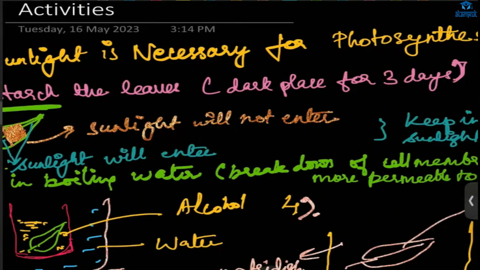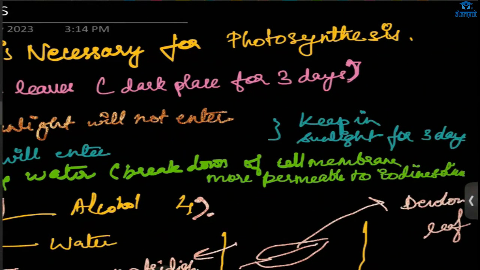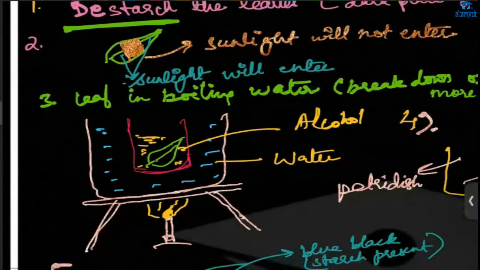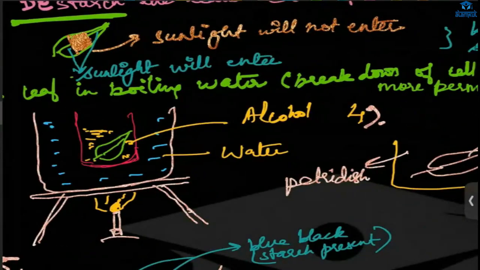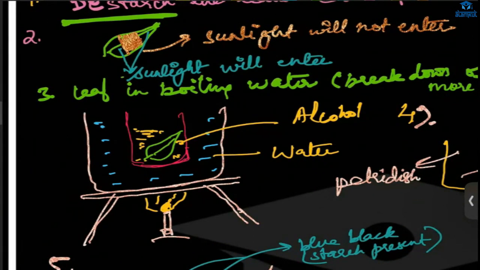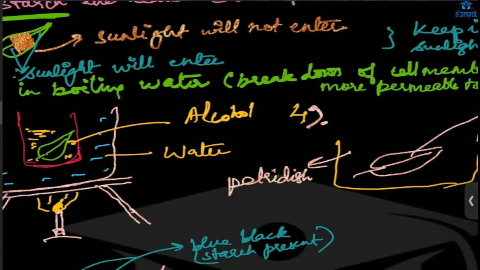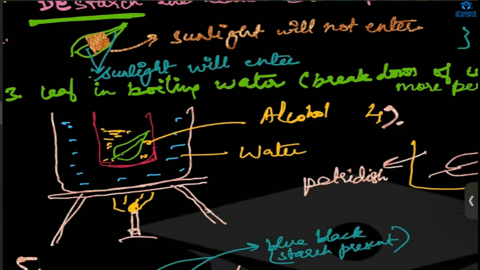Then we'll keep this in sunlight for 3 or 4 days. Then we'll pluck that leaf and put it in water. Why do we do that? We'll break the plasma membrane, the cell membrane, so that it will be permeable to iodine solution. Why do we use iodine solution? Come on, why do we use iodine solution?